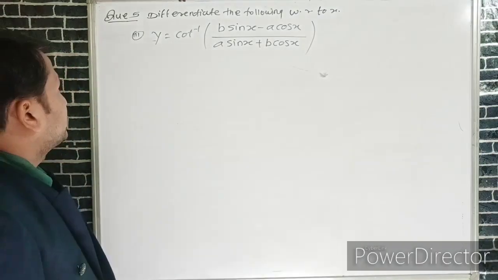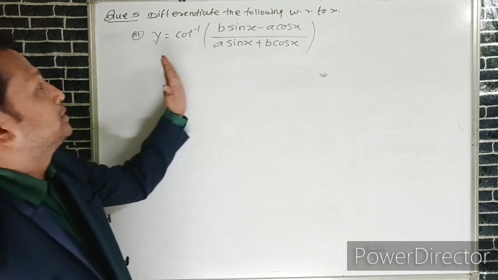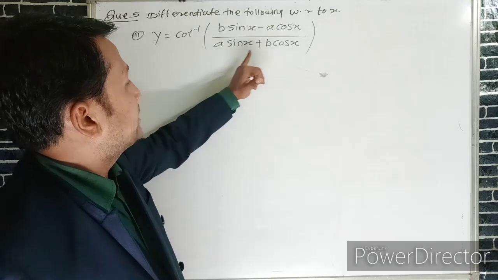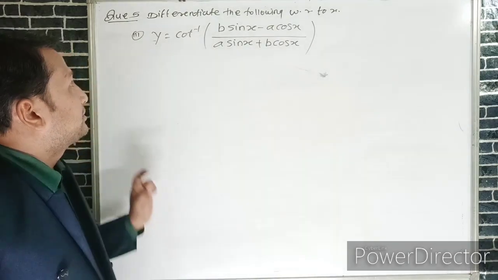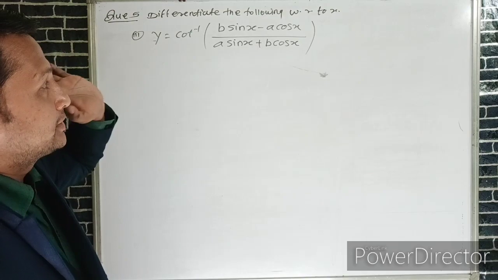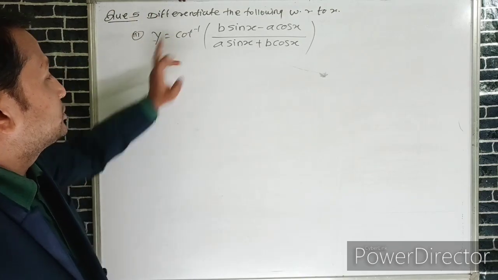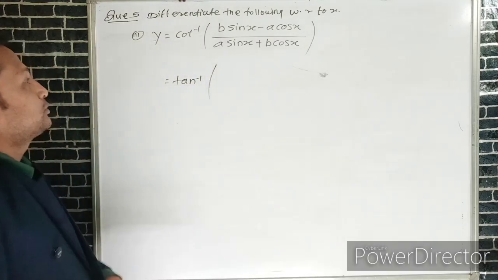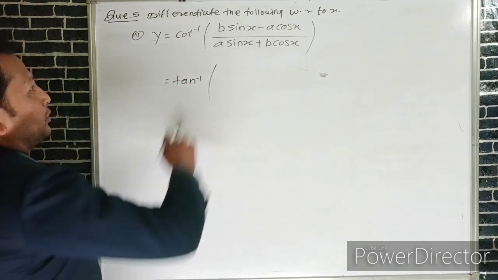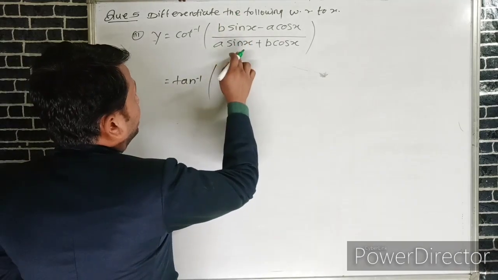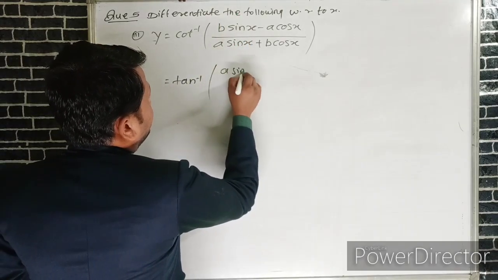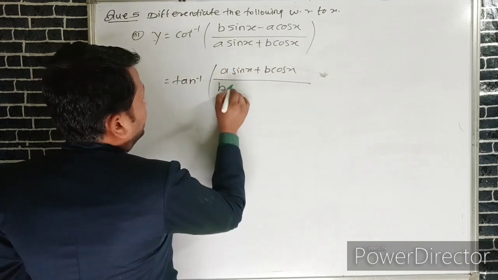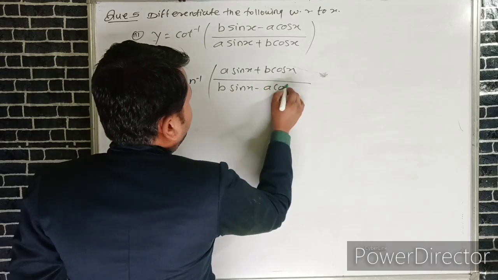Example number 3: y is equal to cot inverse of (b sin x minus a cos x) upon (a sin x plus b cos x). If we have to differentiate the given function with respect to x, then we first convert this cot inverse into tan inverse. To write this cot inverse in terms of tan inverse, we interchange numerator and denominator: the numerator becomes the denominator, so a sin x plus b cos x upon b sin x minus a cos x.